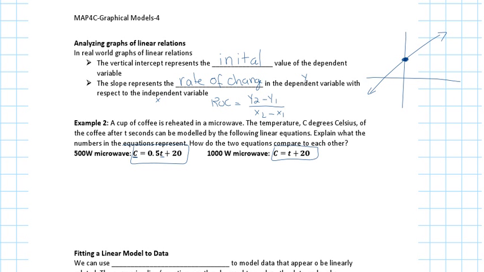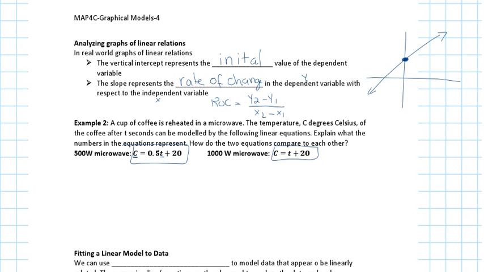Okay? Now what's happening with respect to the 500-watt microwave? It's going to warm up slower, right? It's going to take a longer time to warm up. Now, what does that 0.5 represent? The step pattern? It's the step pattern, okay. But what does that mean? Rate of change. So what does that mean? How much is it going up by for every second? 0.5 degree per second, right?